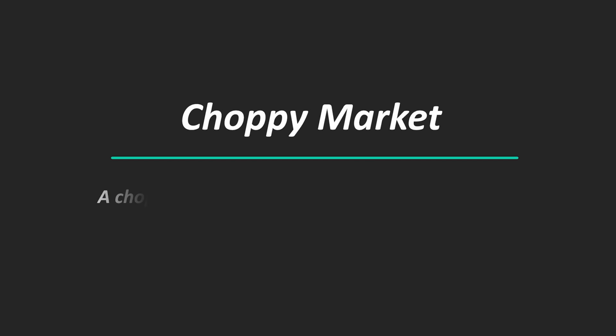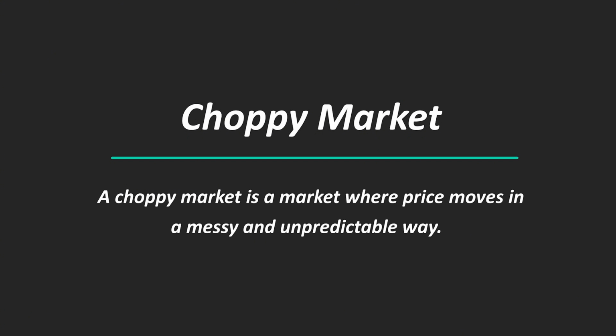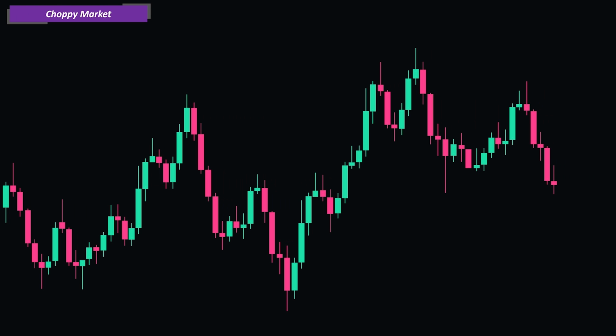Next stop, we have choppy markets. A choppy market is a market where price moves in a messy and unpredictable way. Instead of following a clear trend or staying in a clean range, the price keeps moving up and down with no clear direction. It creates many false signals, making it difficult to trade.